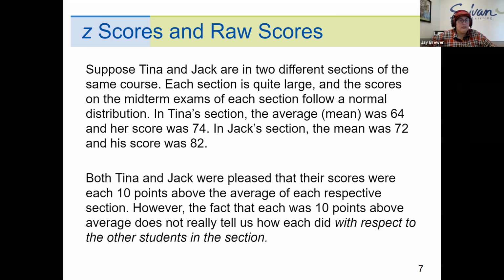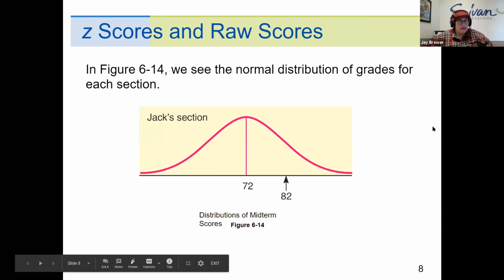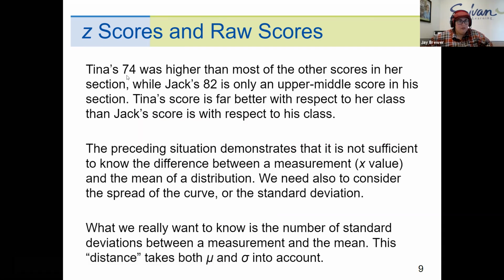However, the fact that each was 10 points above average does not really tell us how well they did with respect to other students in that section. Figure 6.14 shows us the normal distribution for grades for each section. So this is Jack's section. The mean was a 72 and his score was an 82. Tina's 74 was higher than most of the other scores in her section, while Jack's 82 is only an upper middle score in his section. Tina's score is far better with respect to her class than Jack's score is with respect to his.